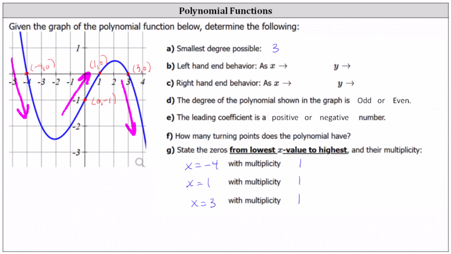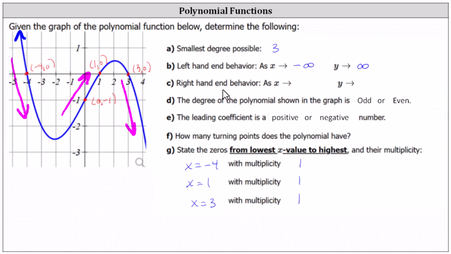The left hand behavior is, as x approaches negative infinity, what is y or f of x approaching? As x approaches negative infinity, we can think of moving left along the graph. As we move to the left, notice the graph goes up, indicating the y values or function values increase without bound and approach positive infinity. The left-hand behavior is, as x approaches negative infinity, y approaches positive infinity.